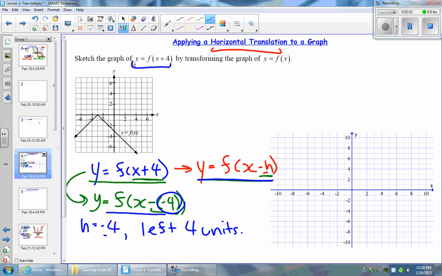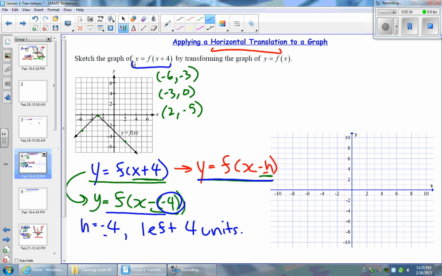When you perform any type of transformation, what you want to do is pick 3 or 4 good points to help you sketch the transformed graph. I'm going to pick this point right here, which is negative 6 comma negative 3. I'm going to pick this point right here too, so negative 3 comma 0. And finally, I'll pick this point right here, 2 comma negative 5. Okay, so I picked 3 points to help me sketch the transformed graph, and now we're going to apply the transformation on these points.